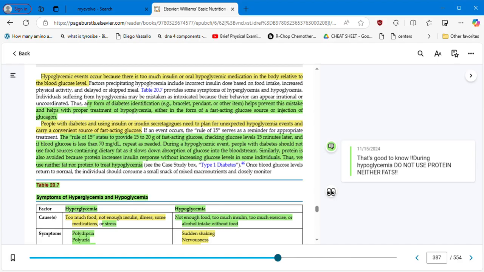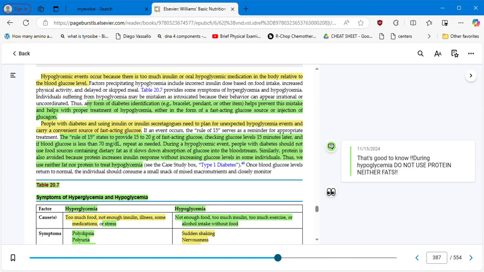These patients with hypoglycemia can have a fast acting glucose source or an injection of glucagon. So people with diabetes using insulin or insulin medications need to plan for unexpected hypoglycemia events and carry a convenient source of fast acting glucose. Yes, there always needs to be something in your bag.